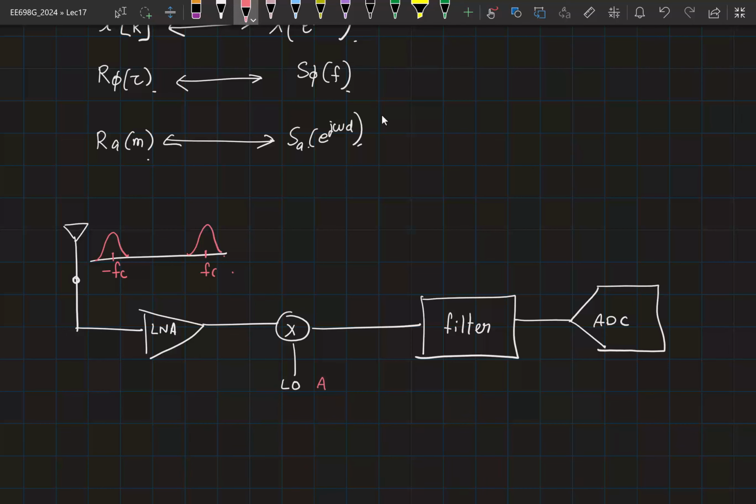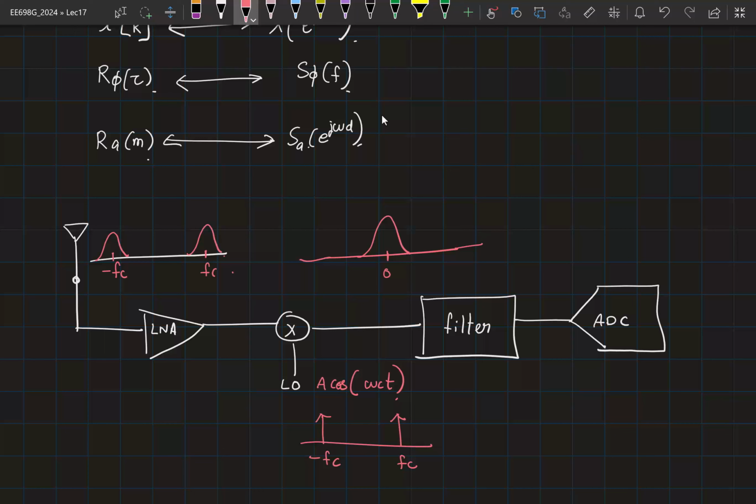So this is some, let's say, A into cos of omega ct, which means this has impulses at minus fc and plus fc. So you multiply them in time domain, therefore in frequency domain they need to be convolved, and what is the result you expect to see? You'll have one at 0, then you'll also have something at minus 2 fc and plus 2 fc, which is why the filter is needed to remove them.